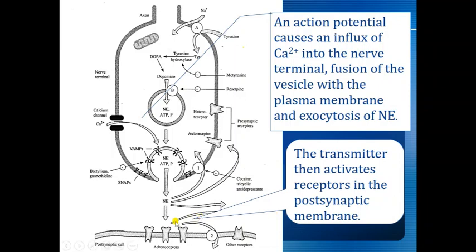The transmitter then activates the post-junctional receptors which are located in the membrane. For the adrenergic system, they are adrenoceptors. For other systems, they can be different.